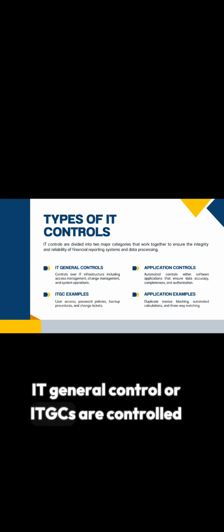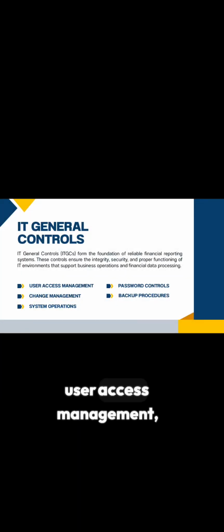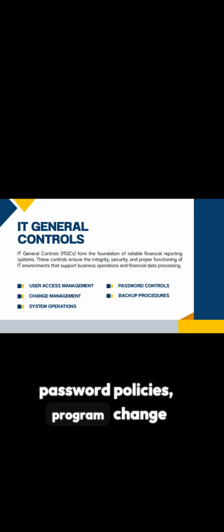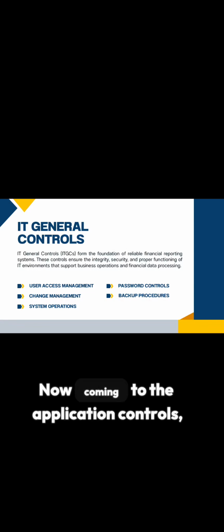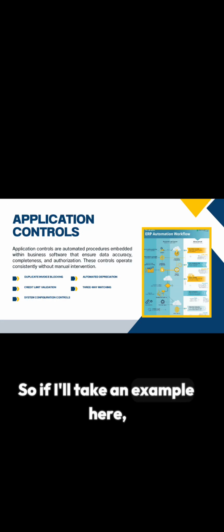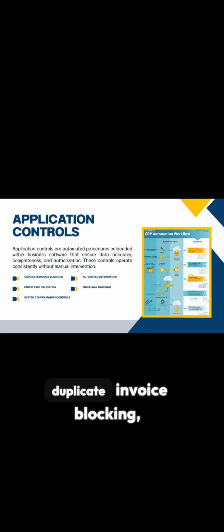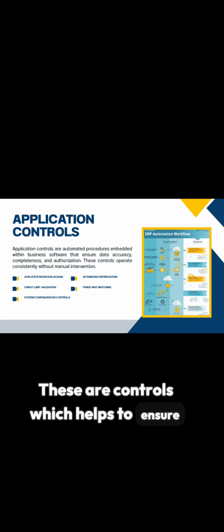IT General Controls, or ITGCs, are controls over the overall IT environment. For example, user access management, password policies, program change management, backup controls, and system operation controls. So these are examples of ITGCs. Now coming to application controls, these are automated controls inside the ERP system itself. For example, automated depreciation calculation, duplicate invoice blocking, credit limit validation, and automated three-way matching. These controls help ensure that transactions are processed accurately and completely.